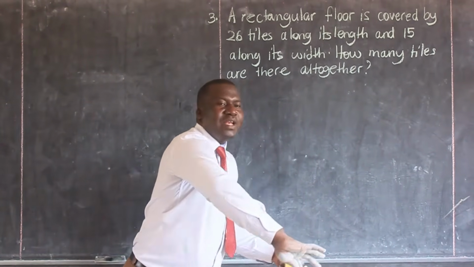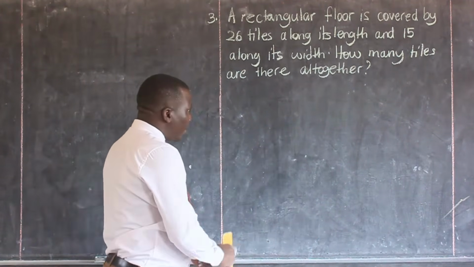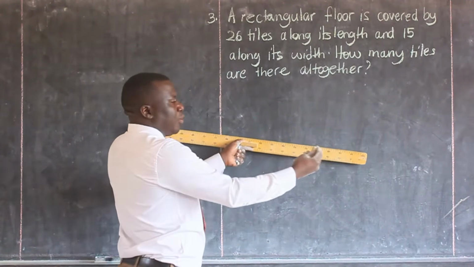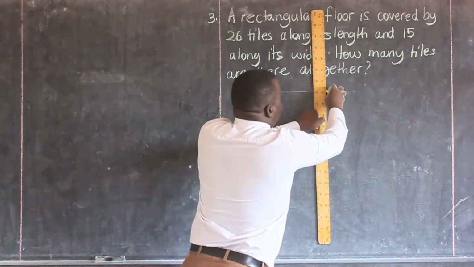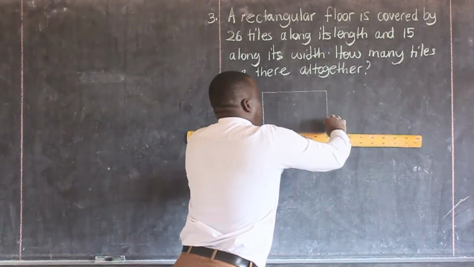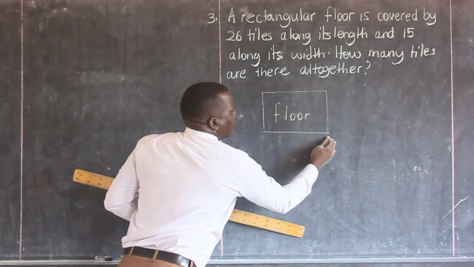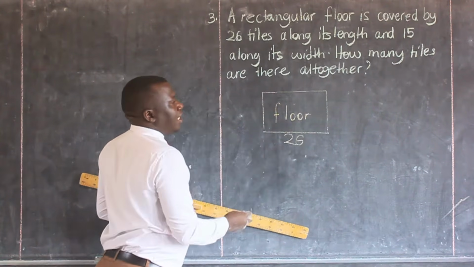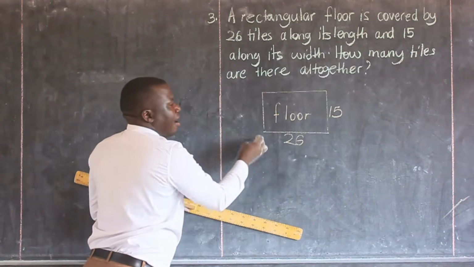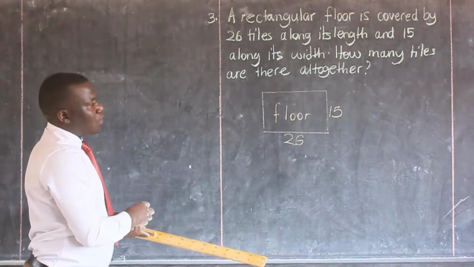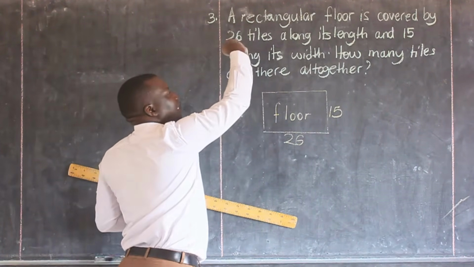So how many tiles are there altogether? In other words, they're asking for the area. How many tiles have covered the whole floor? Okay? So we can even illustrate it here. If this is our rectangular floor. Okay? This is our floor. Along the length, there are 26 tiles. Then along the width, there are 15 tiles. So how many tiles are covering the whole floor? In other words, they're asking for the area. So you're multiplying. So this is a word problem.